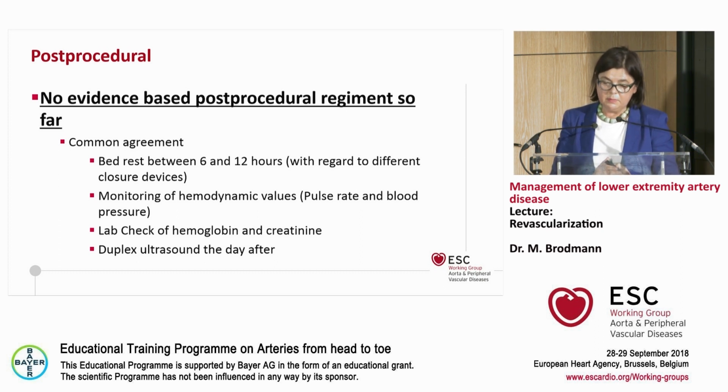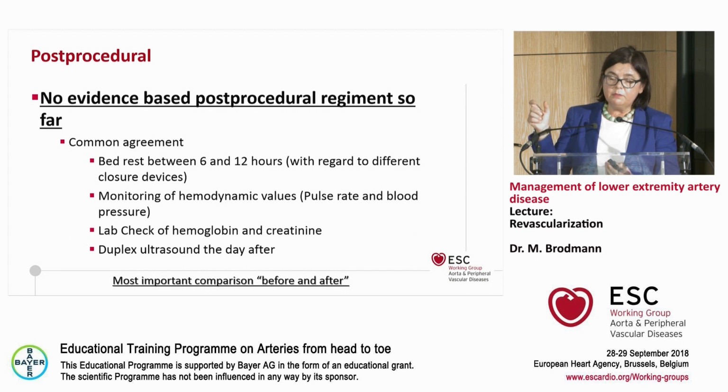There's a common agreement that patients should have a bed rest between 6 to 12 hours with regard to the different closure devices. You should monitor the hemodynamic values, the pulse rate and the blood pressure. You should check the hemoglobin and creatinine levels at least 24 hours afterwards, and you should do the ultrasound the day afterward. So the most important thing is the comparison before and after.